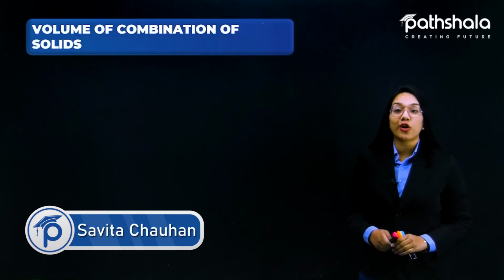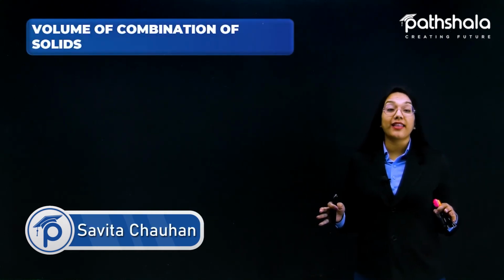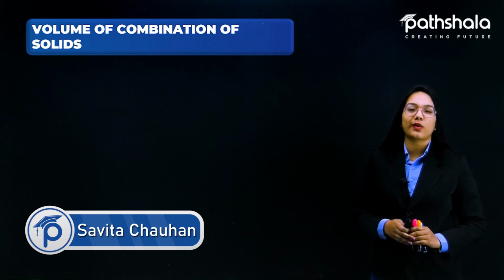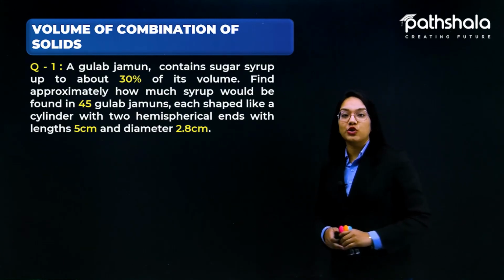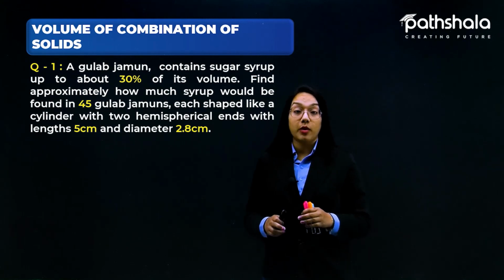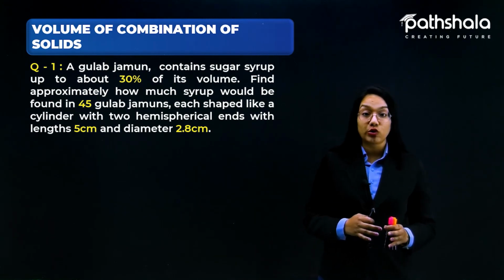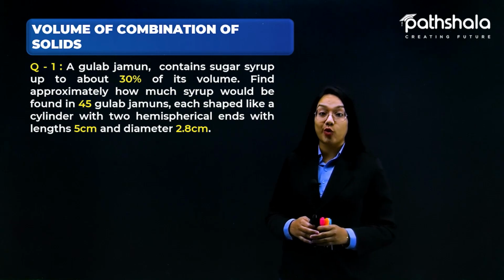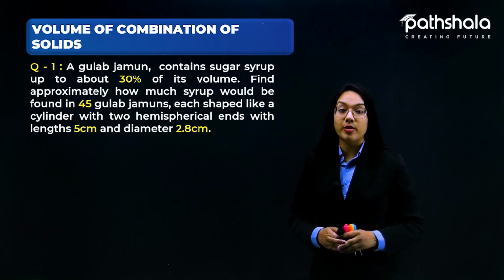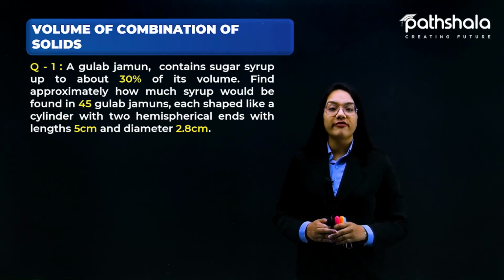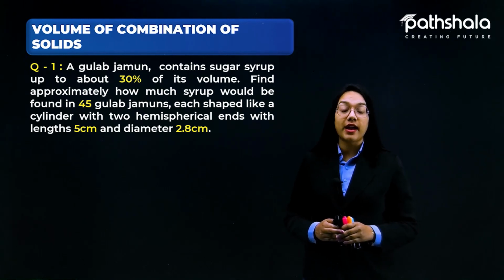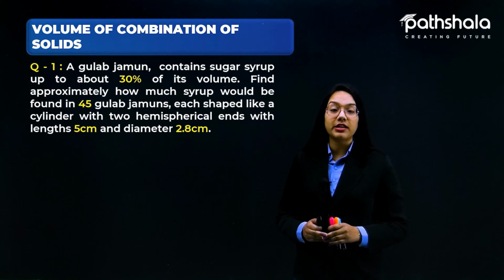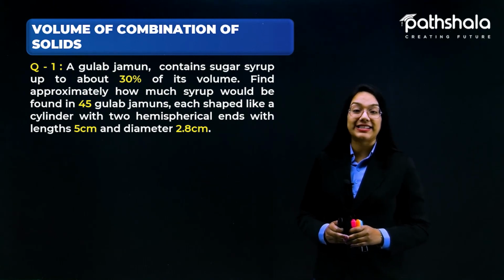Now let's move on further with the same concept and the questions related to it. Question number 1 says that a gulab jamun contains sugar syrup up to about 30% of its volume. Find approximately how much syrup would be found in 45 gulab jamuns, each shaped like a cylinder with two hemispherical ends, with a length of 5 cm and a diameter of 2.8 cm.